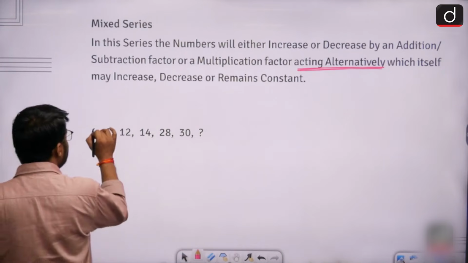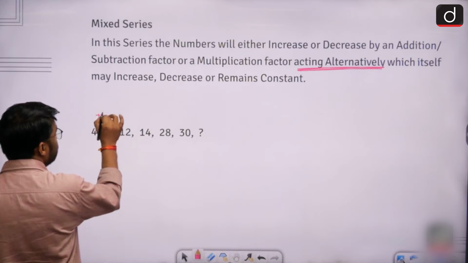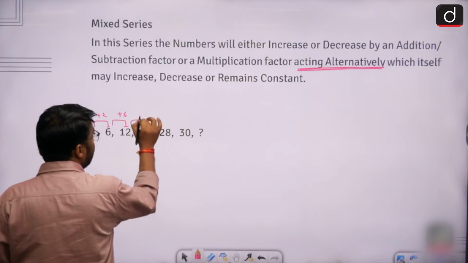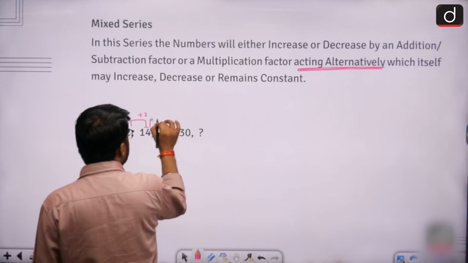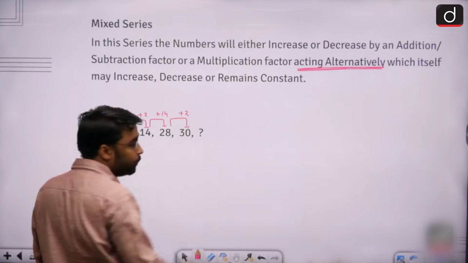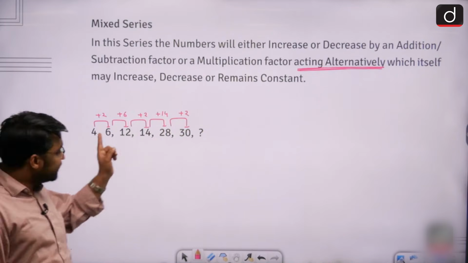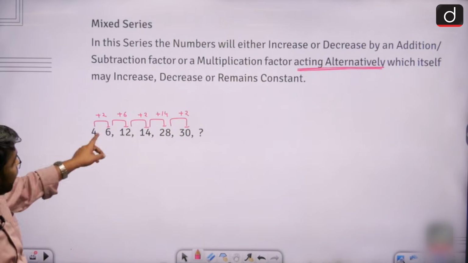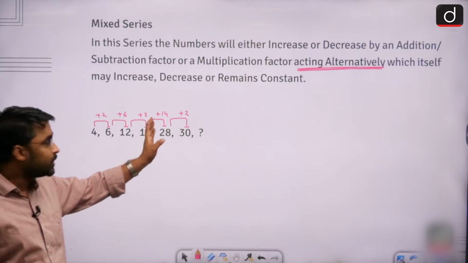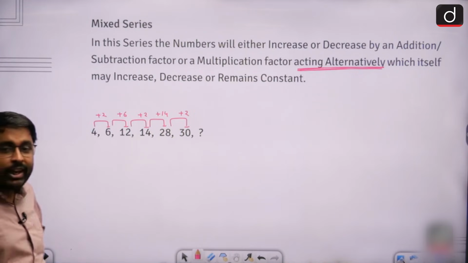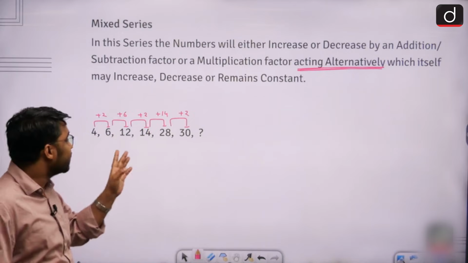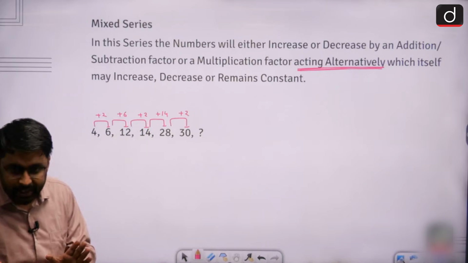So addition factor between 4 and 6 is 2. Addition factor between 6 and 12 is 6. Addition factor between 12 and 14 is 2. Addition factor between 14 and 28 is 14. Addition factor between 28 and 30 is 2. So now this is absolutely clear to me that in alternate one the addition factor is 2, because देखिए +2 फिर एक गैप फिर +2 फिर एक गैप फिर +2. So in alternate one the addition factor is +2, but these remaining alternate addition factors +6 and +14 are not making any sense to me.